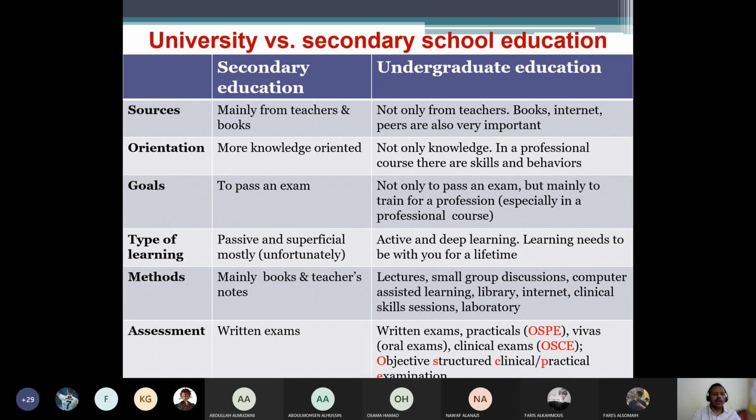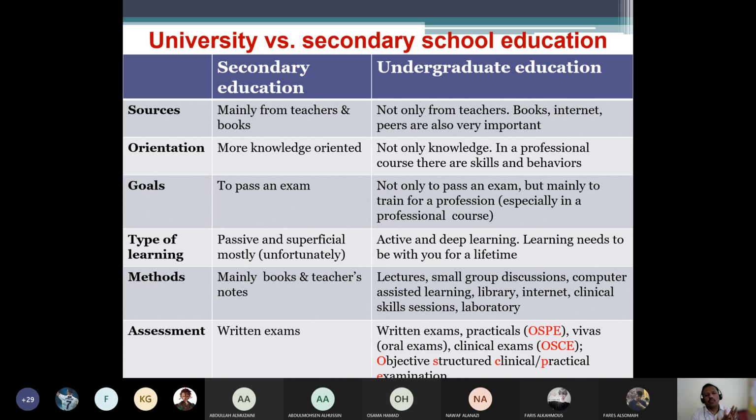You don't find everything in the book only. You have to go and search the library, either electronic or in the physical library. So you are utilizing many sources. In the school, it is only books or teachers. That's it. Orientation, more knowledge oriented. You are getting more knowledge.